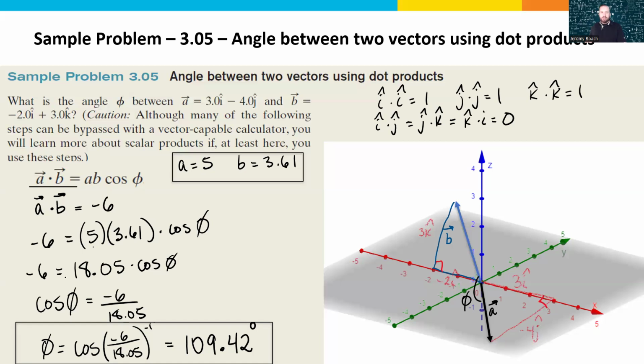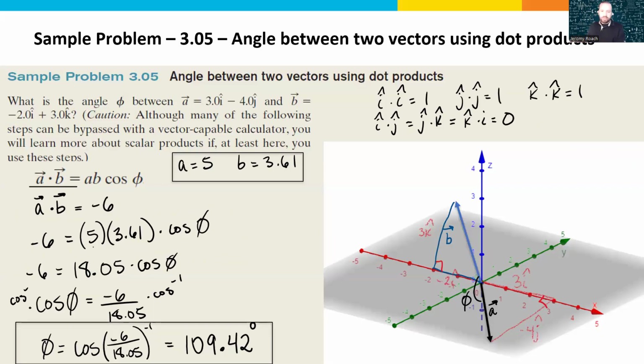All right. Now we're going to multiply these together. 5 times 3.61 is 18.05. And we're going to divide. We get cosine of psi is equal to -6 over 18.05. And then you can think of this as we take the inverse cosine of both sides, and we get psi is equal to inverse cosine of -6 over 18.05. And we finally get an answer for psi of 109.42 degrees.